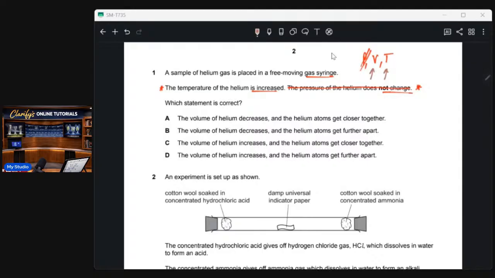So the temperature is increased. What happens to the volume? That is all they are asking you, basically. Let's go through the questions and let's see.